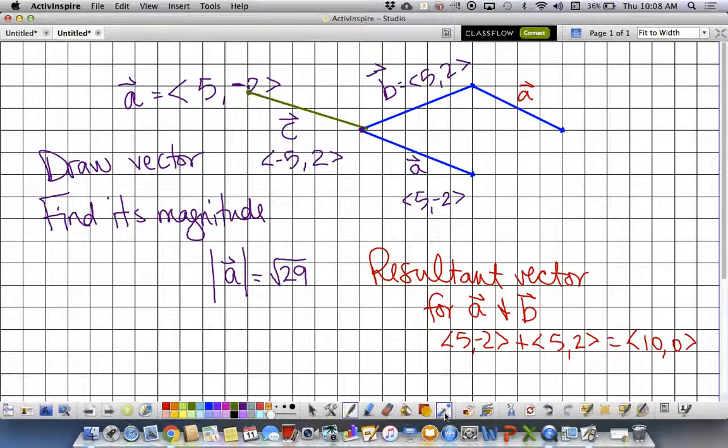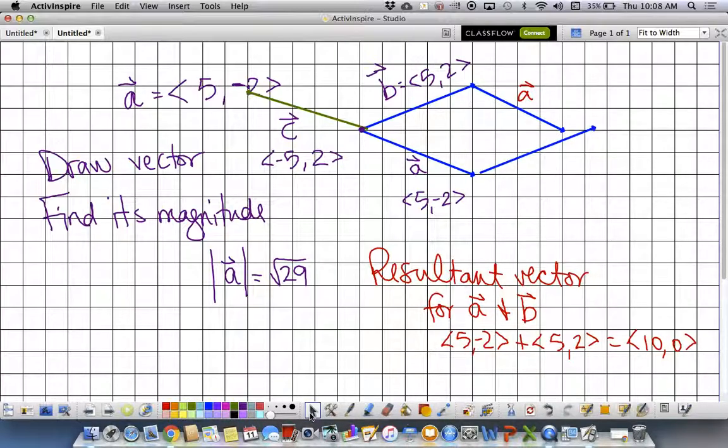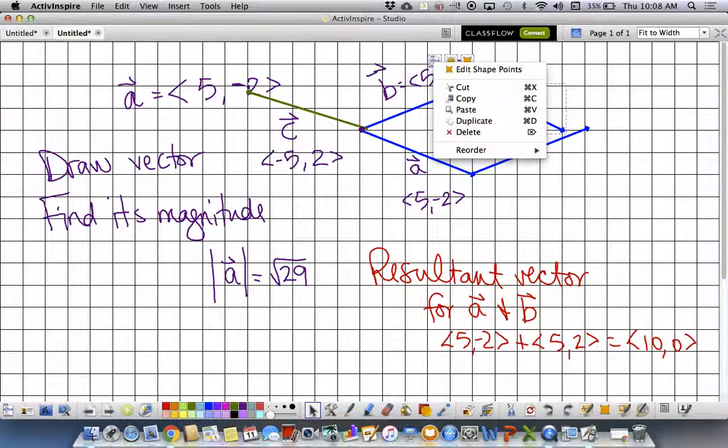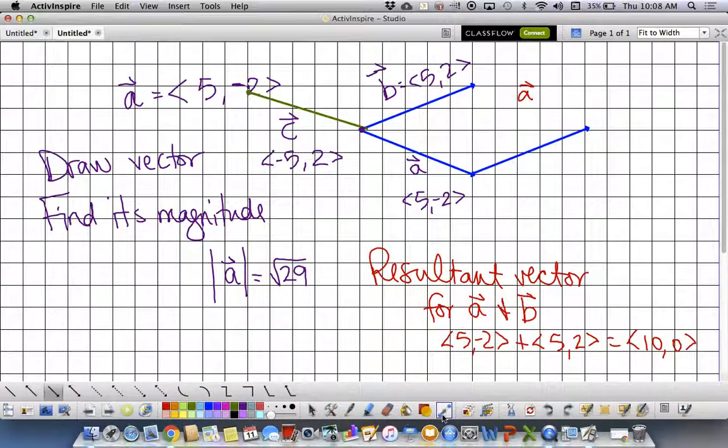Could I have done terminal point of A and added B? 1, 2, 3, 4, 5. I don't think I went over 5. Up 2. I didn't. And now I'm not going to be able to change it. You know what I'm going to do? I'm going to delete it. And then I'm going to put the correct one there. 1, 2, 3, 4, 5, down 2.